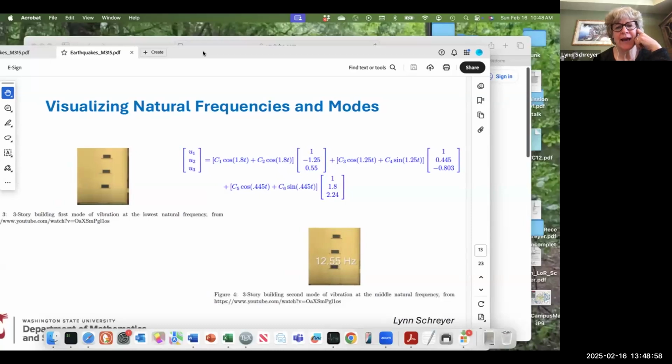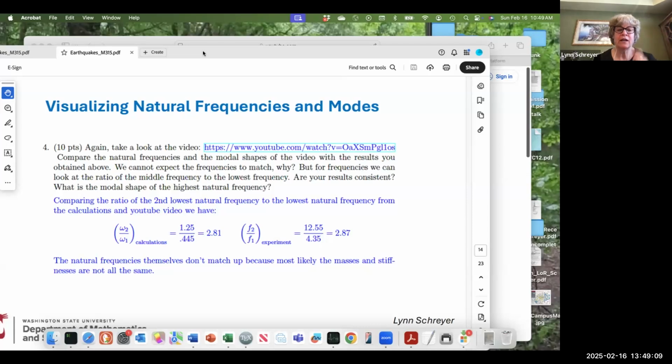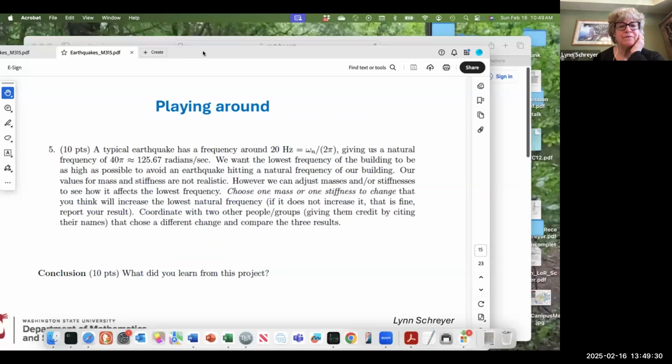And then the question is, okay, well, what about the natural frequencies? I mean, we just put in mass 1 and k equals 1 to make life easy. But it turns out that you can compare the ratios of the natural frequencies, the second frequency and the first frequency, and it is actually very close to the experimental frequency. So it's not completely crazy, right? It somewhat works. So then we let the students go.